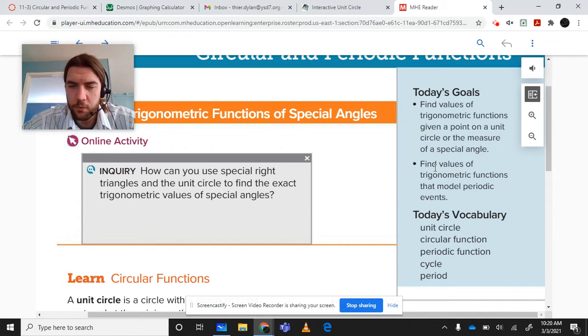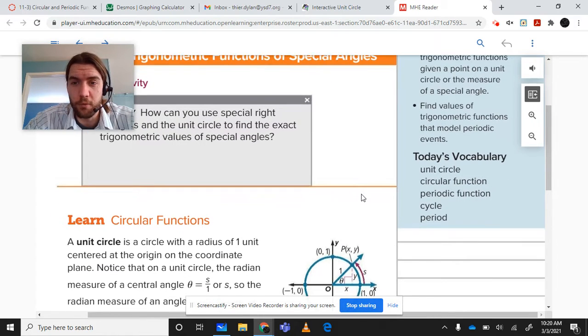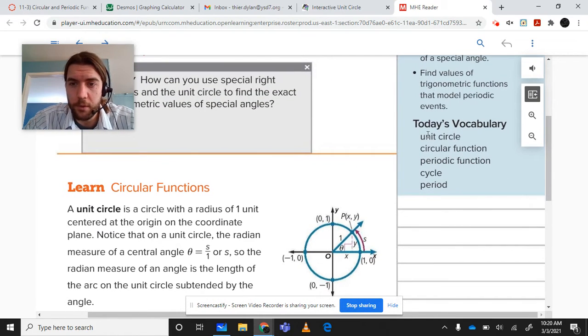Okay, we also want to be able to find values of trigonometric functions that model periodic events. So periodic means like repeating over and over. If you do any music, you can think of a metronome that's going back and forth, tick, tick, tick, tick, tick. That would be a periodic event, something that's repeating over and over. Today's vocabulary, most important, is this unit circle, this tool that we're going to use. We're also going to talk about circular functions, periodic functions, cycles, and periods.